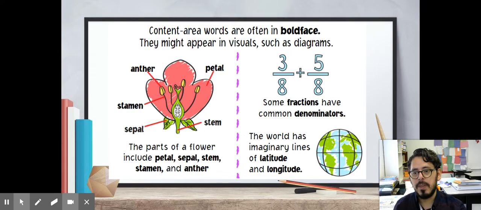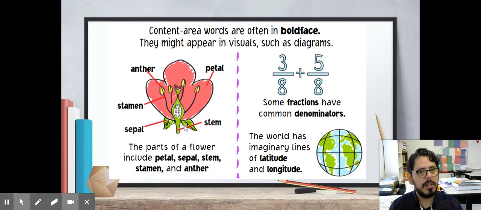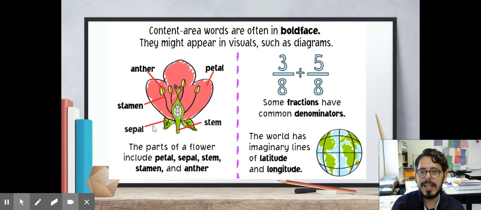diagrams sometimes. Okay, so we have a good example here of a biology or science text. We have the parts of a flower include petal, sepal, stem, stamen, and anther, and we have the names there as labels. Those content area words are easier to understand because we have an image showing us, hey, here it is. So that's one way we can find the meaning of content area words.